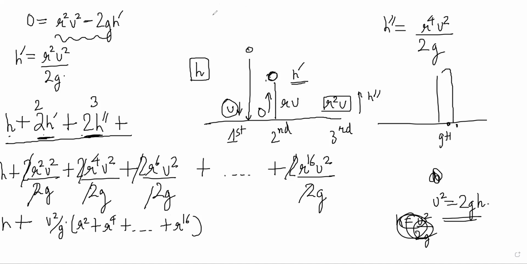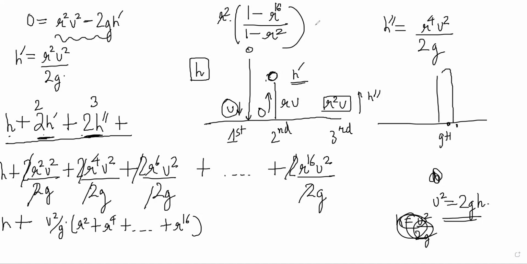Correct. So that becomes, how many terms are there? There are 8 terms. So the common ratio is r square. Then you have 1 minus r square power 8. So 16 by 1 minus r square, right?